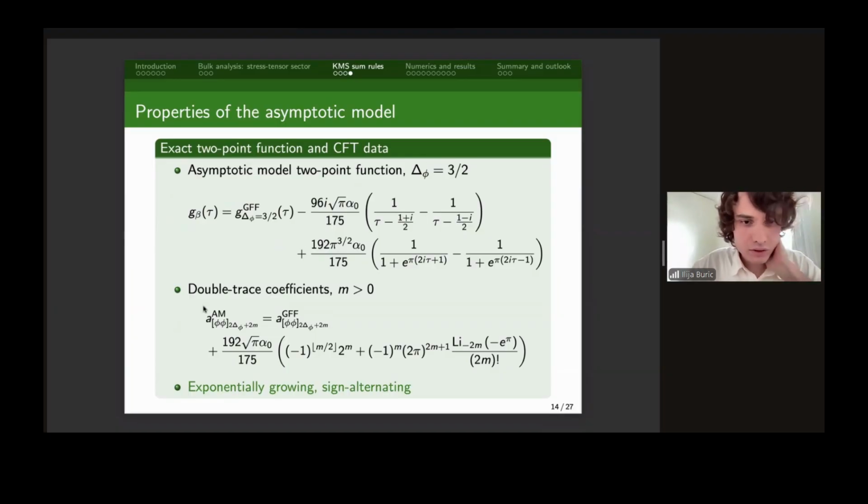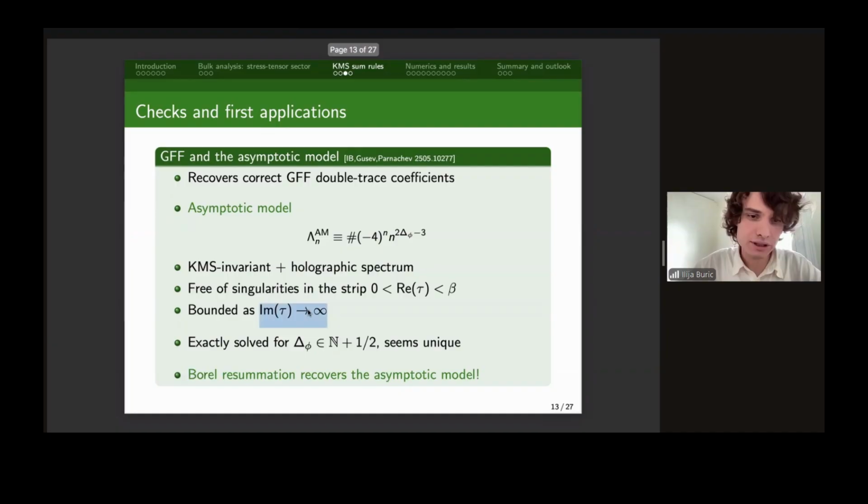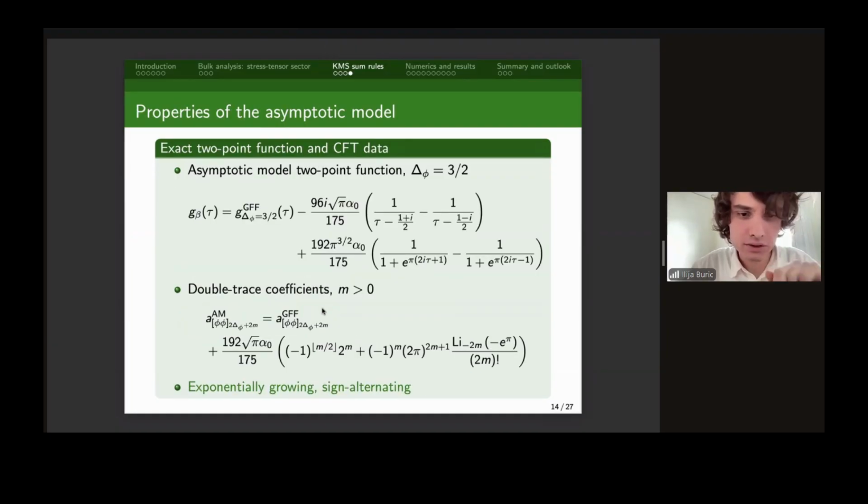And if you go and compute the double trace coefficients of this two-point function, and look at how they behave as m becomes large, so as the scaling dimension becomes large, they will have this sign alternating behavior, and they will be exponentially growing.